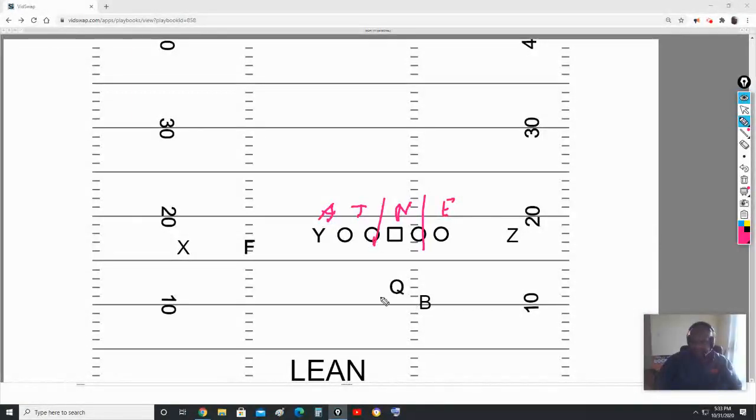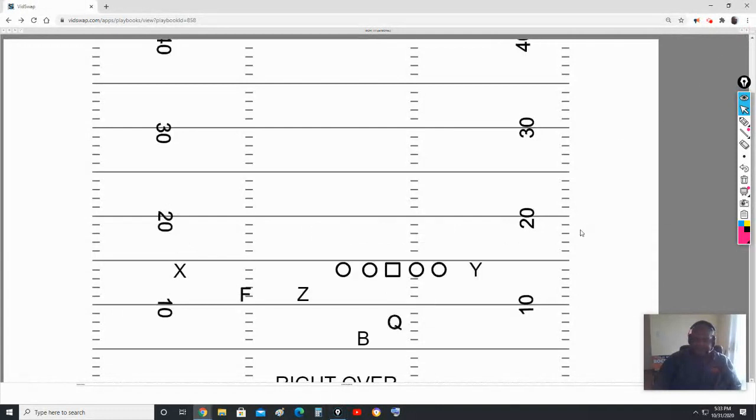We got open A gap too, which we love because they got that nose backside. So here again, either way, open A, open B, we want to attack it. And I just want you to understand why we do some of the things that we do. Okay. All right.